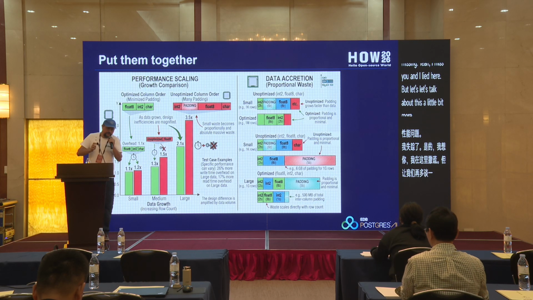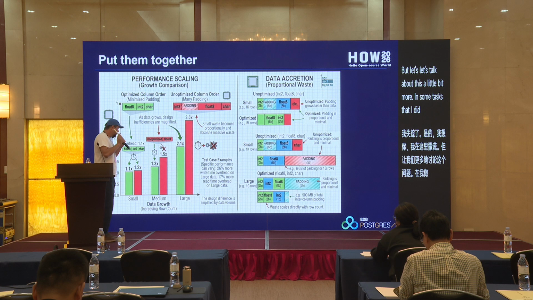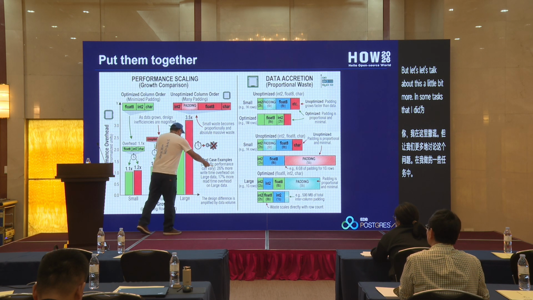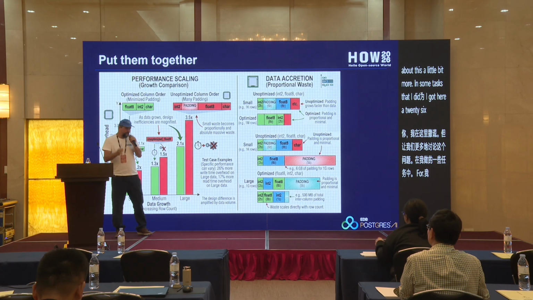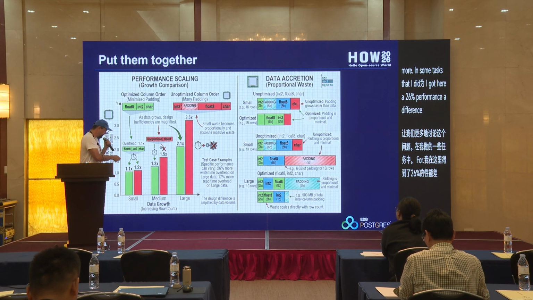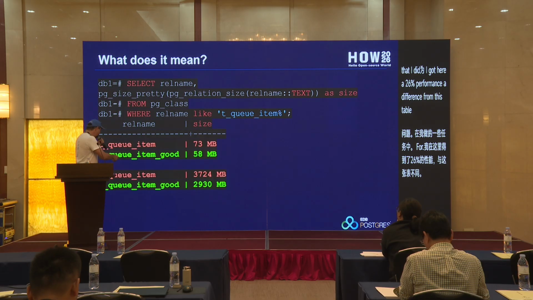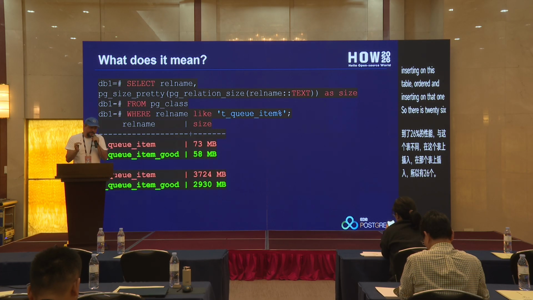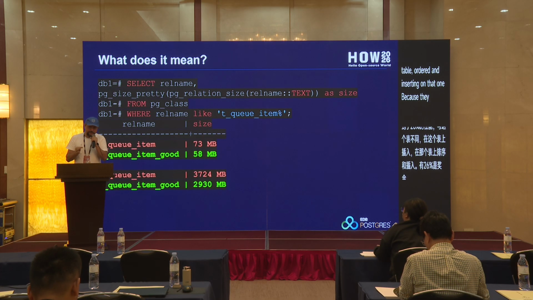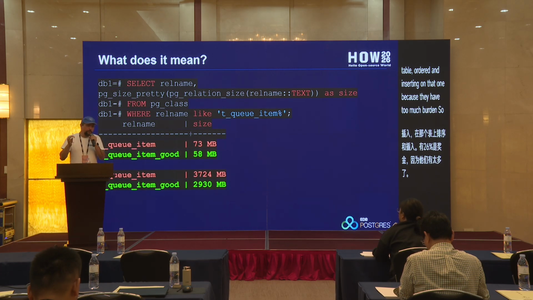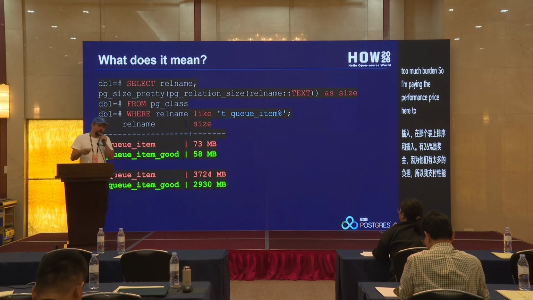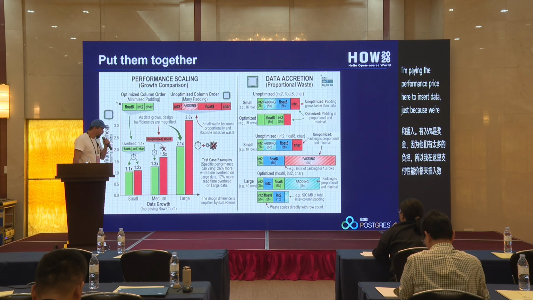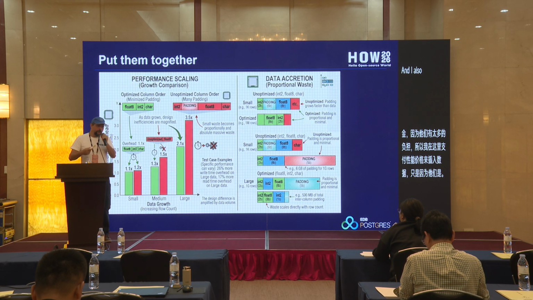So in some tests that I did, I got a 26% performance difference from inserting on this table rather than inserting on that one. So there is 26% slowness because I have too much padding. I'm paying the performance price to insert data just because we're wasting space. And I also had around 17% read performance difference between them.